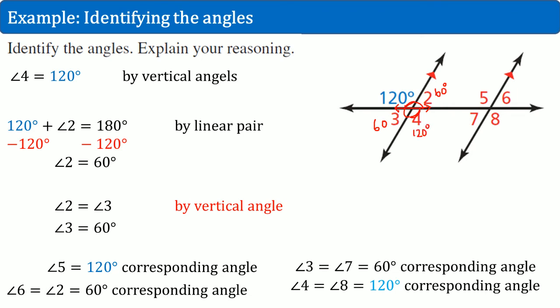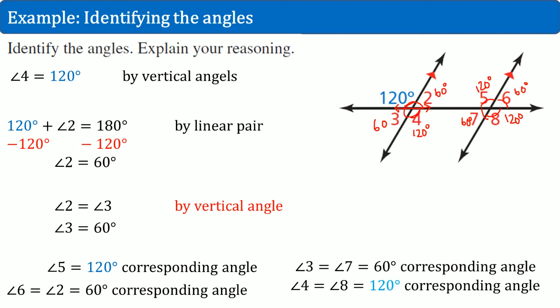Now we can apply the angle measurement properties. We would say that angle 5 is corresponding to 120 degrees because it's in the same corresponding position. We know that angle 6 is corresponding to angle 2, which is 60. Now you could do vertical angles. So 7 and 6 are vertical angles, so that's 60. Or you could say 7 and 3 are corresponding. 8 is vertical to angle 5, so this is 120. Or you could say that angle 4 and angle 8 are corresponding angles. So this is just using vertical angles, linear pairs, and corresponding angles to identify all the angles in this image.